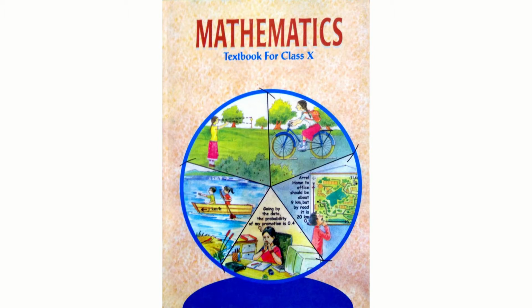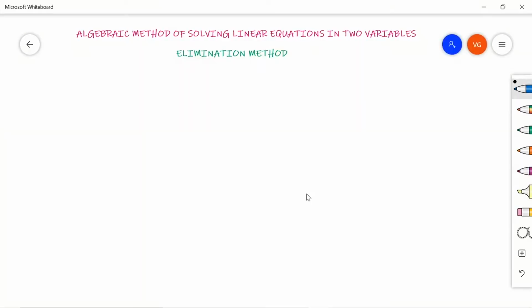I am going to solve the CBSE NCERT textbook for class 10 with a detailed explanation for all the chapters. In my previous video, I explained the substitution method of solving a pair of linear equations. Now, this is the second method in algebraic methods of solving linear equations in two variables. This is called the elimination method. So now I will explain this method with an example.